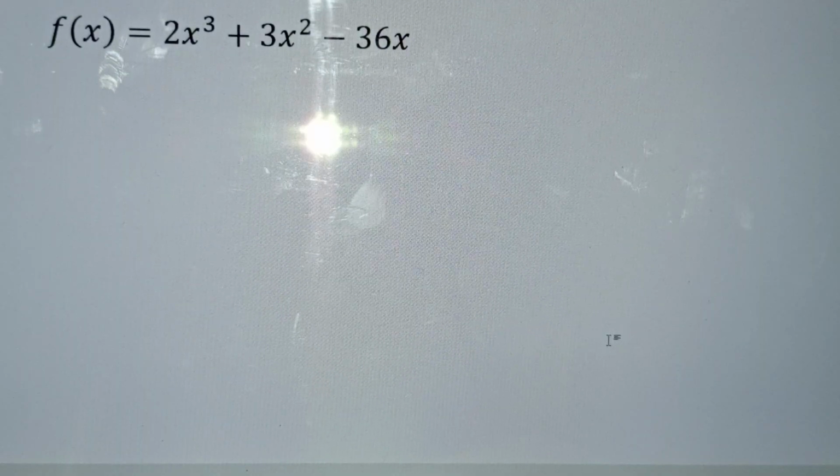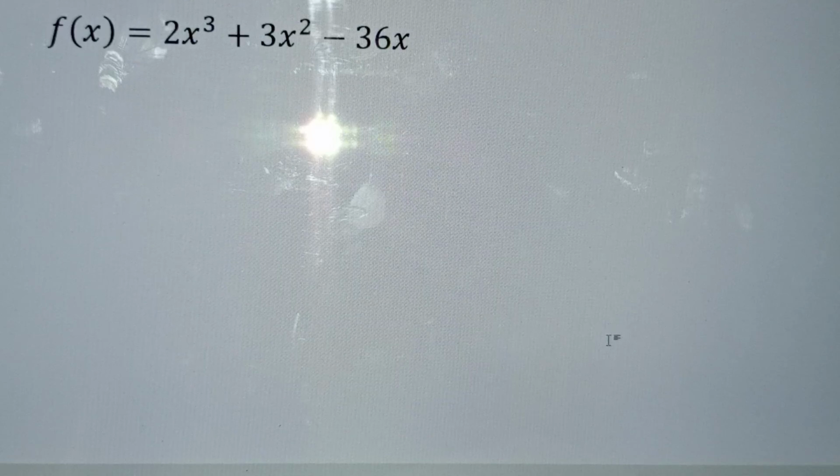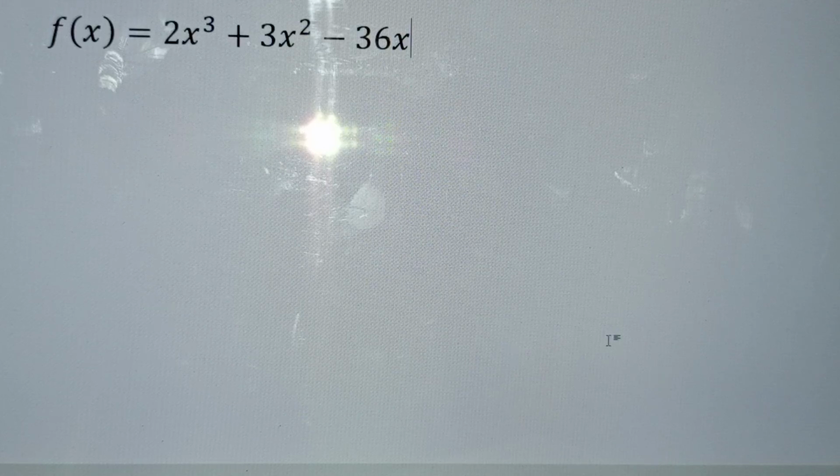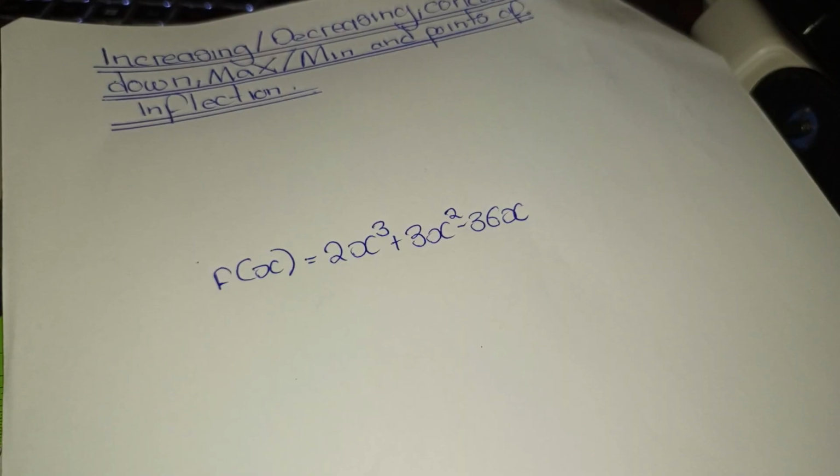So with us, we have that function. The function is equal to 2x to the power 3 plus 3x squared minus 36x. So let's use this function in solving for the critical points. Follow me closely. We will use the power rule to differentiate that function. So let us find the critical values.